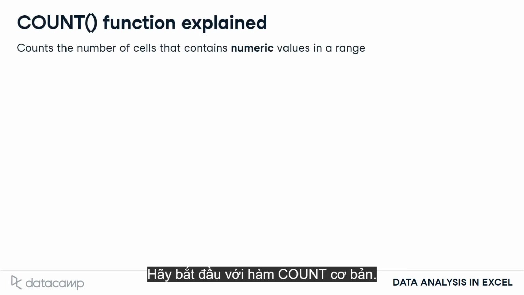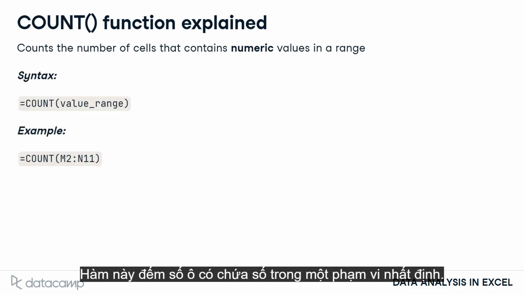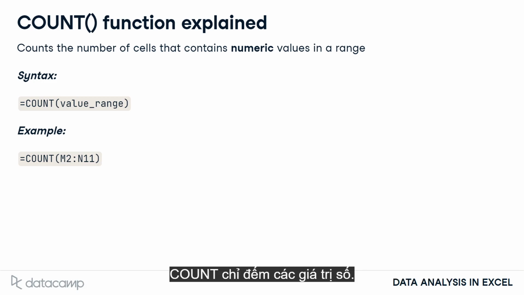Let's start with the basic count function. The function counts the number of cells that contain numbers in a given range. So pay attention to the data types in the cell range of interest. Count only counts numeric values. Here you can see the syntax as an example.